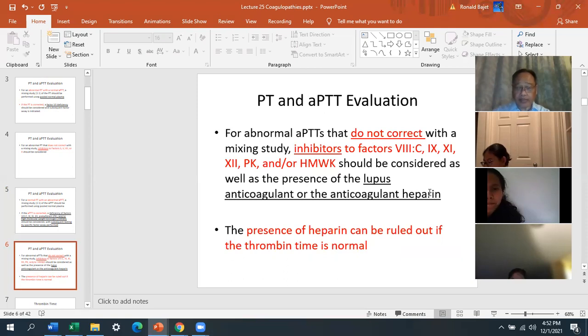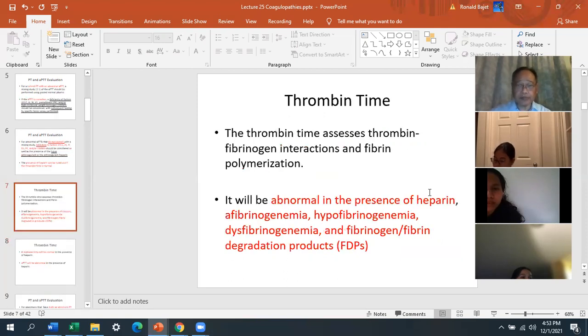If the thrombin time is normal, then you have heparin present. Well, I'll take that back. The thrombin time will be abnormal in the presence of heparin. So thrombin time follows PTT. If the thrombin time is abnormal, then you have heparin. If the PTT is abnormal, then you have heparin.